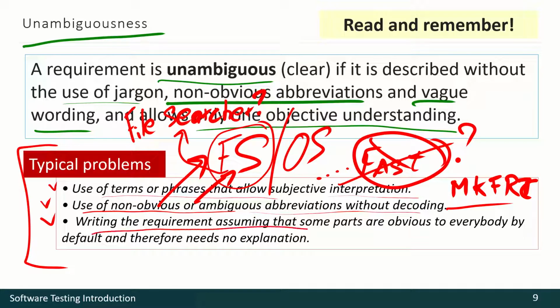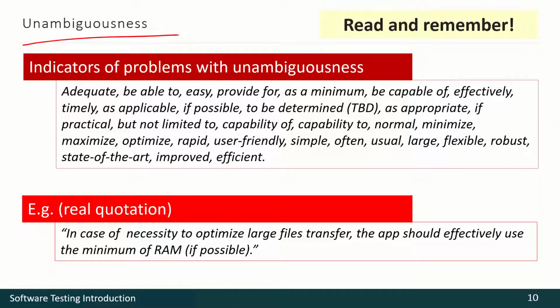And the last one here: writing the requirement assuming that some parts are absolutely obvious to everybody and don't need any explanation. That never goes well in real life. If you assume that there are telepaths, that there are magicians who somehow magically know everything, there is no such magic in the real world. So please necessarily explain everything in detail. Never hope that someone will somehow magically guess what you omitted.